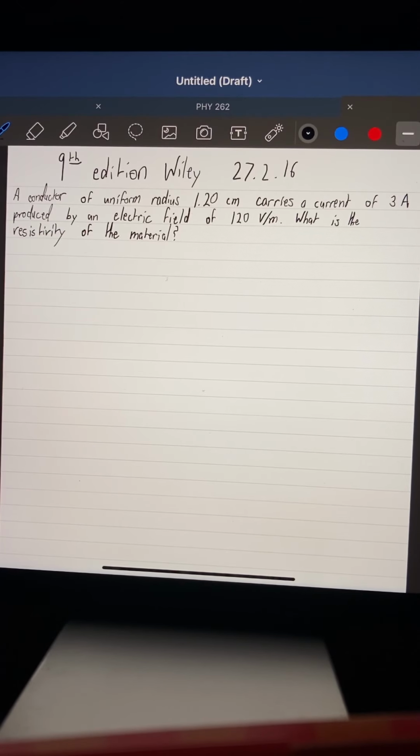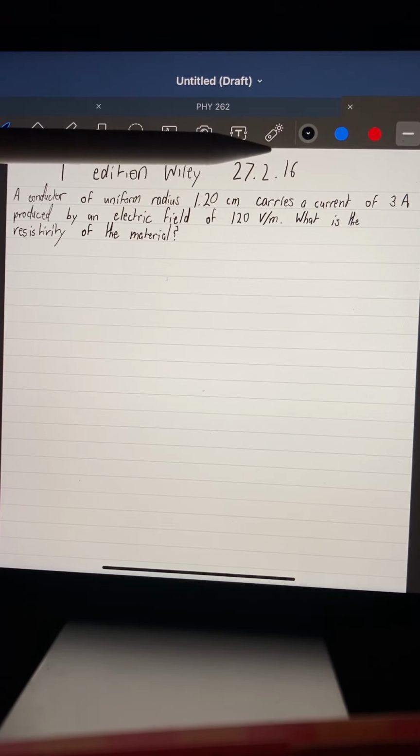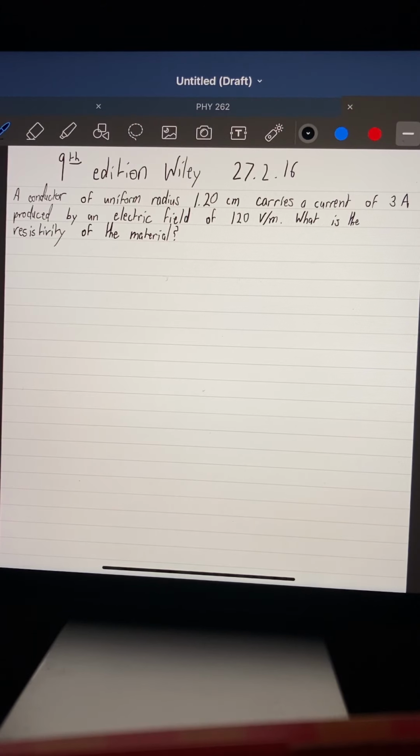Today we're covering the 9th edition of the physics textbook. We're going to be doing chapter 27, section 2, problem 16, which is not the same chapter as it is in the 11th edition book, but I don't have that edition.